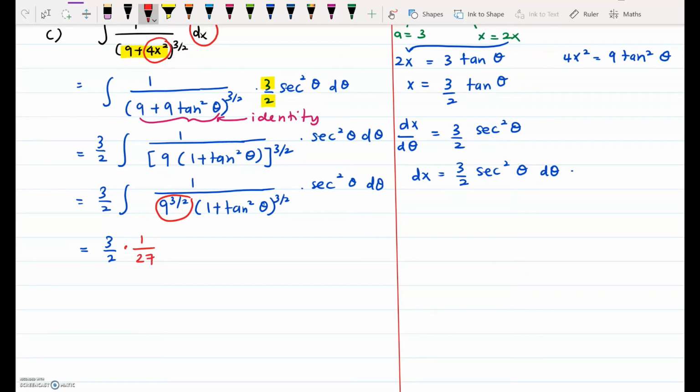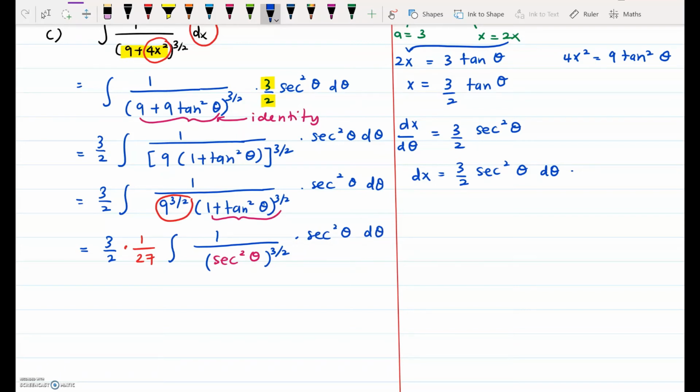Be careful with the constant. If it is in the denominator, you should place it in the denominator, so it will be 1 over 27. Then continue. Next is the integration of 1 over this expression. You can change it into the form of the identity: 1 plus tangent squared is secant squared theta. So now we have 3 over 2 times secant squared theta d theta.